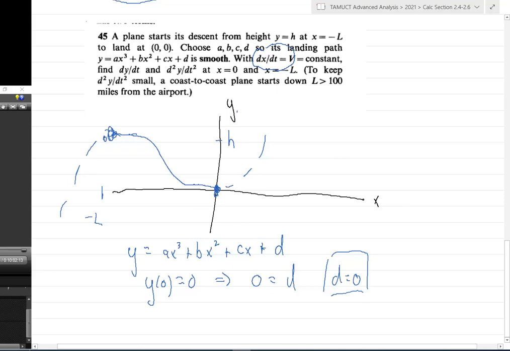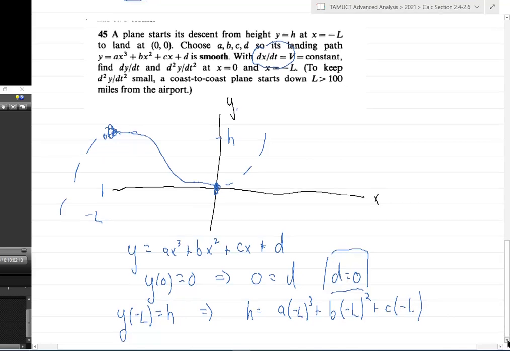All right, now I also know that y of minus L is equal to h. That's a good thing to know. So that's going to be a little bit more complicated. So h equals a times minus L cubed plus b times minus L squared plus c times minus L. Now I don't need to include the d because I already know that's 0.